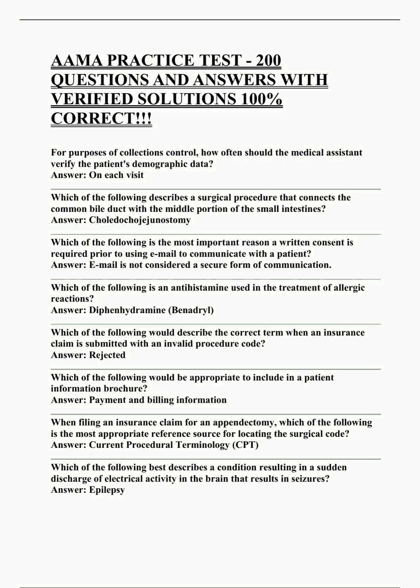Which of the following would be appropriate to include in a patient information brochure? Answer: payment and billing information. When filing an insurance claim for an appendectomy, which of the following is the most appropriate reference source for locating the surgical code? Answer: Current Procedural Terminology, CPT.